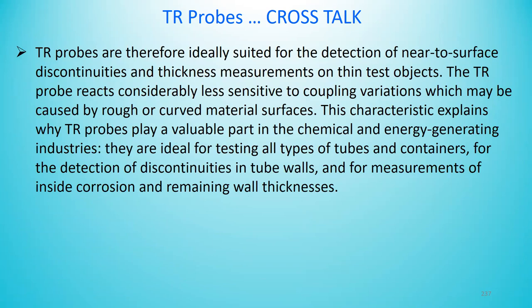TR probes are therefore ideally suited for detection of near surface discontinuities and thickness measurement on thin test objects. The TR probe reacts considerably less sensitively to coupling variation, which may be caused by a rough or curved material surface. These characteristics explain why TR probes play a valuable part in the chemical and energy generating industries. They are ideal for testing all types of tubes and containers, for the detection of discontinuities in tube walls, and for measurement of inside corrosion and remaining wall thickness.